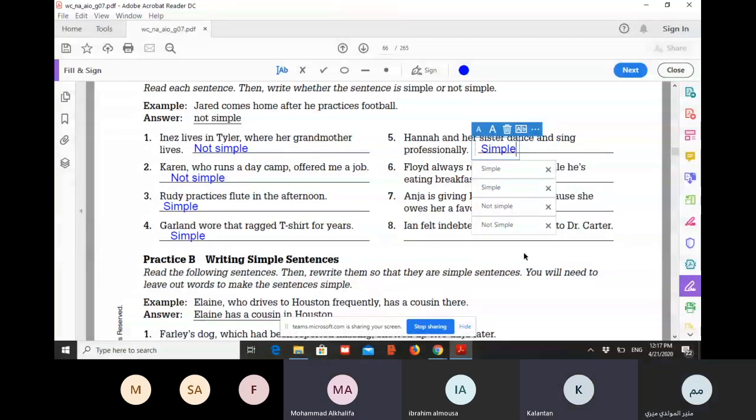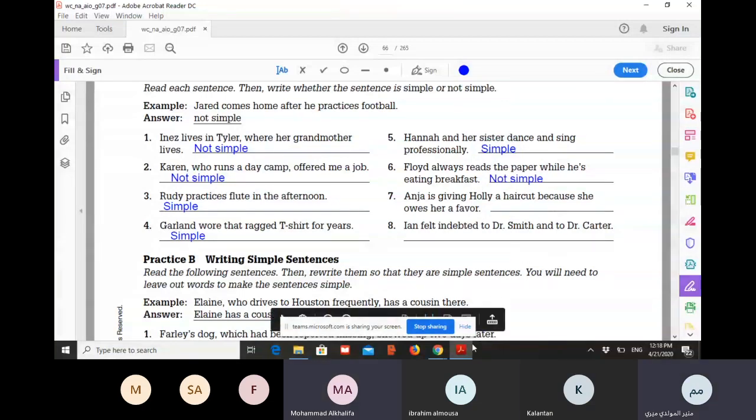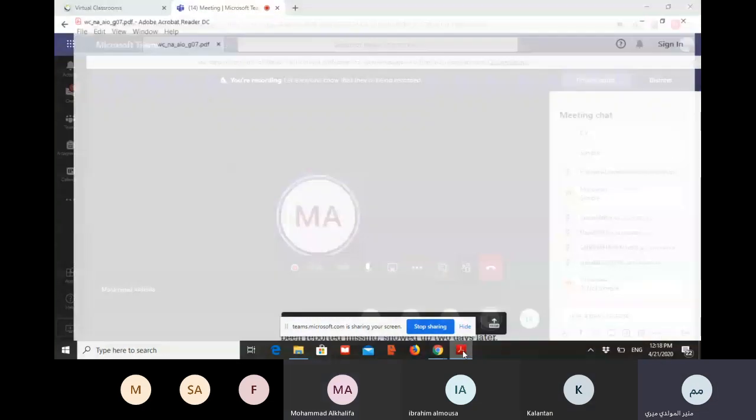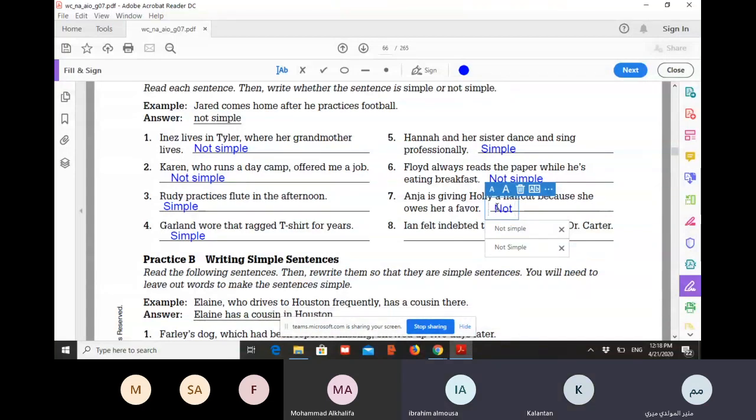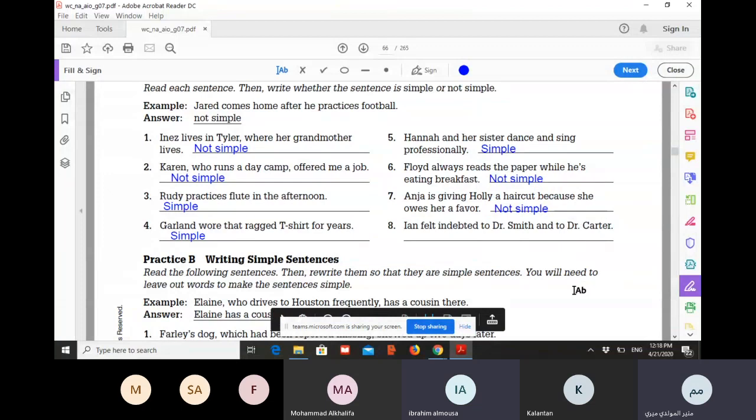Mohammed says number 7 is not simple. So Anja is giving Holly a haircut because she owes her a favor. Very good, not simple, because we have a subordinating clause introduced by the word because. Teacher, can I do 8? Yes, please. Can I do 8, teacher? Okay, yeah, sure. Do it.